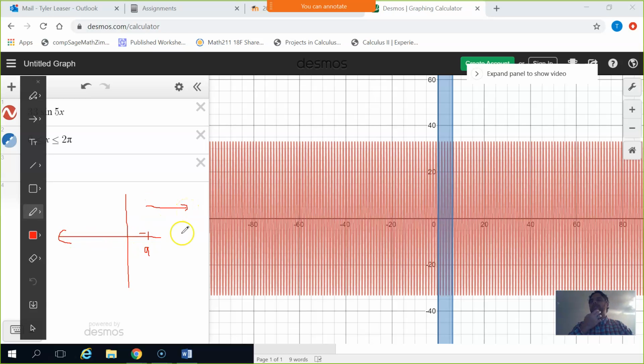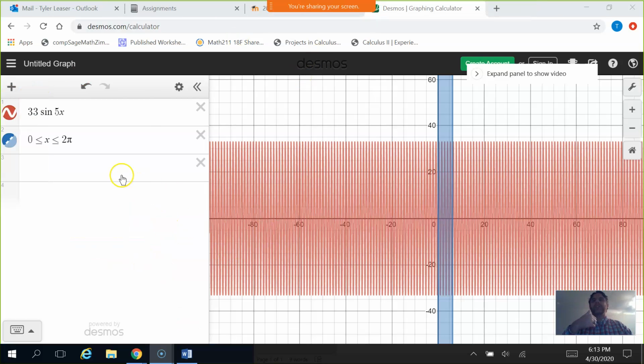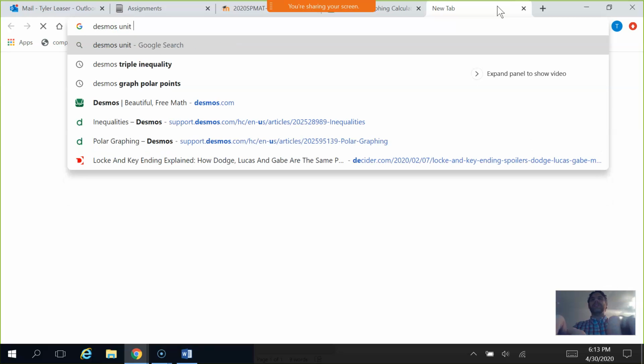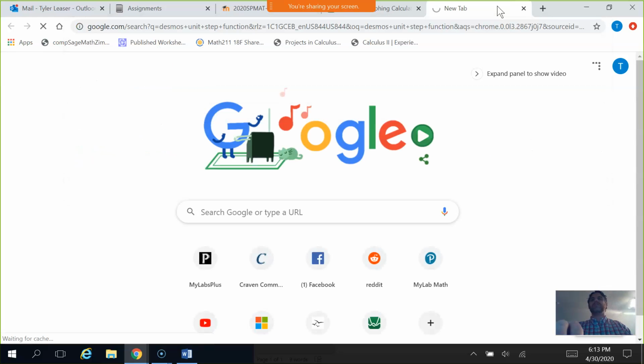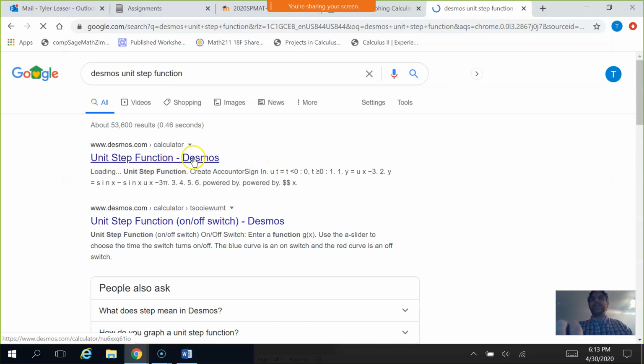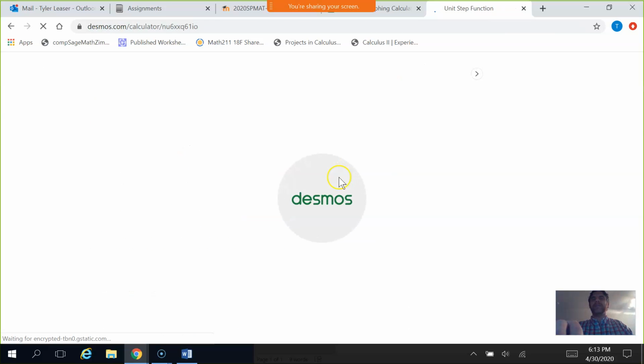What we're going to have to do is to combine two of these together, and that's that capital pi thing that you probably saw in the notes. I don't know if Desmos can graph that kind of stuff. Let's see. Desmos unit step function? Maybe it can. Looks like it.